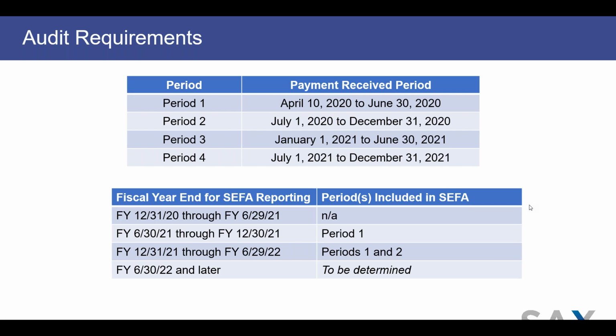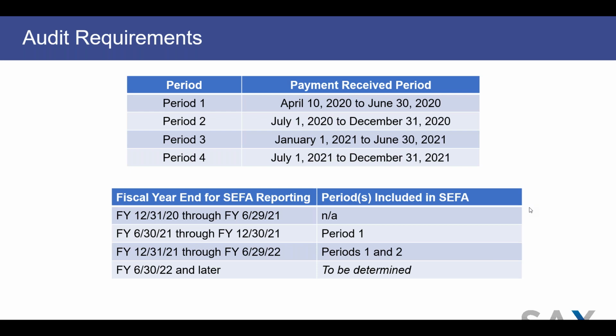One last item I want to touch on is when the audits would now be required. As I mentioned before, for fiscal years 12/31/20 and then all the way running through 6/29/21, there is no audit requirement. Starting with 6/30/21 and running through fiscal year 12/30/21, you will have to do an audit based on your period one funds, the funds you receive from April 10th, 2020 to June 30th, 2020. Then for fiscal year 12/31/21 through fiscal year 6/29/22, you would do an audit based on the funds received during periods 1 and 2. And for fiscal year 6/30/22 and later, there's no information out currently, but based on how it's been going so far, it looks likely to be just periods 2 and 3.